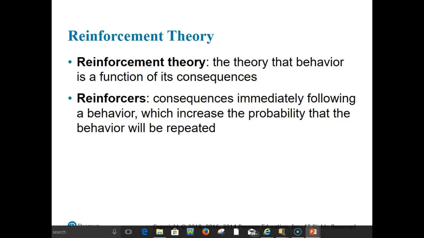The reinforcement theory says that behavior is a function of its consequences. Those consequences that immediately follow a behavior and increase the probability that the behavior will be repeated are called reinforcers. Now, the reinforcement theory ignores factors such as goals, expectations, and needs. Instead, it focuses solely on what happens to a person when he or she does something. So remember, reinforcement theory is the theory that behavior is a function of its consequences. Reinforcers are consequences immediately following a behavior, which increase the probability that the behavior will be repeated.